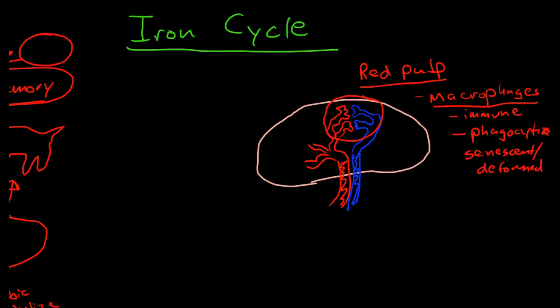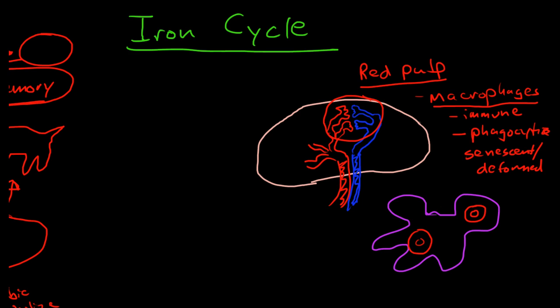So the macrophages actually engulf these red blood cells inside the spleen and break them up into their component parts, which are primarily heme. Then it breaks the heme down. I'm sorry, it's primarily hemoglobin, but then it breaks the hemoglobin down into iron and bilirubin.